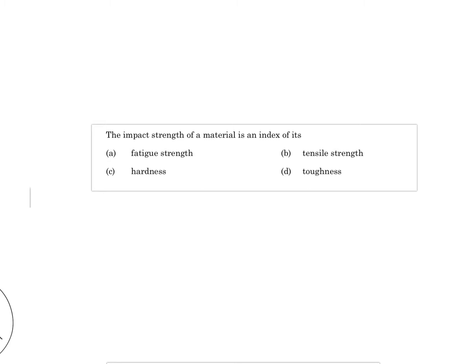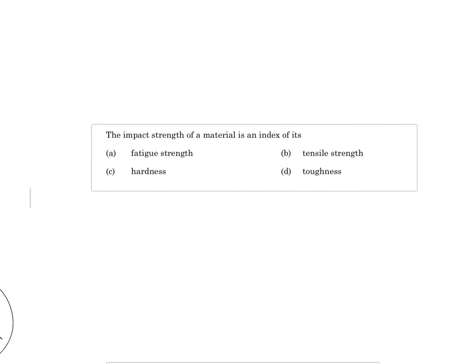Impact strength of the material is an index of its... So we know there are different types of impact tests, but the widely known impact tests are the Charpy test and the Izod test. So is there an index to fatigue strength? No, it is not an index to fatigue strength. Tensile strength, you may be having a doubt, so hold it. Then hardness, never, it's not an index of hardness. Okay, so you can rule out these two things and we are left with these two options.